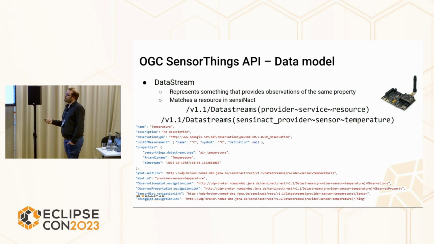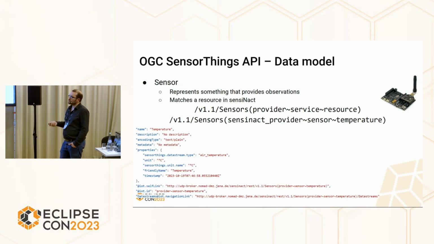Then you have the data streams, which are in fact resources for us. We just have a set of values coming in and out. So here you have the unit of measurement, which is based on the unit of measurement RDF nomenclature, ontology, sorry, I was looking for the name. You have the properties that are defined inside SensiNact, if you need them, and you have the timestamp there. But that's the description of the resource, not the value.